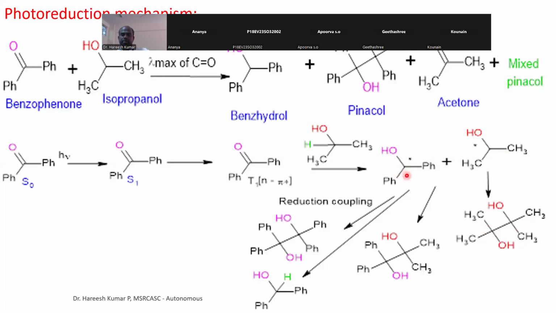And then the benzhydrol radical can abstract a hydrogen radical from one more source of hydrogen. Then benzhydrol will be the product. And suppose the benzhydrol radical undergoes dimerization, it will form the pinacol.